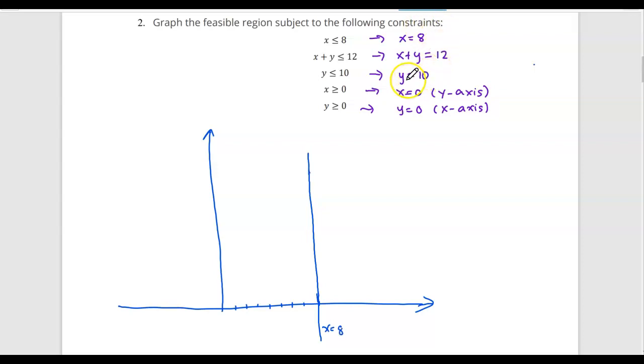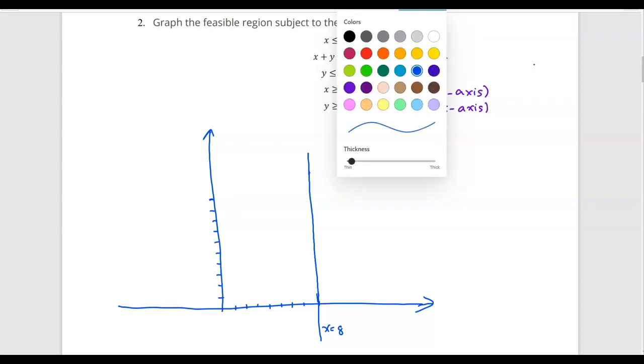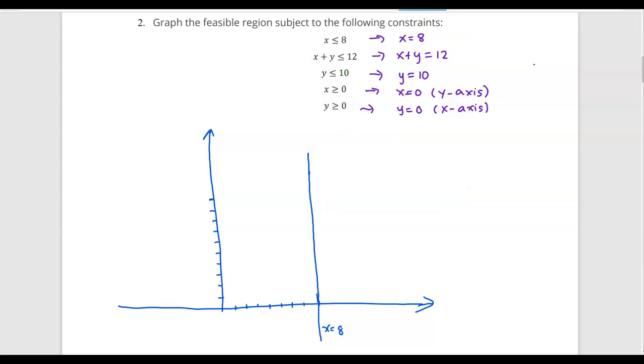Then next we have the line y equals 10. So 1, 2, 3, 4, 5, 6, 7, 8, 9, 10. So then the line y equals 10, let's choose a different colored pen. Let's say green. So we have this line here as y is equal to 10.